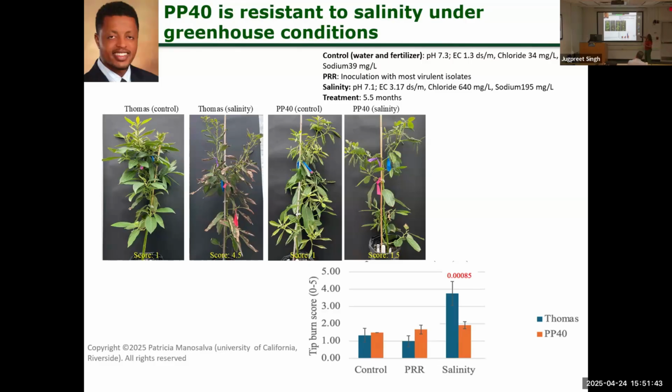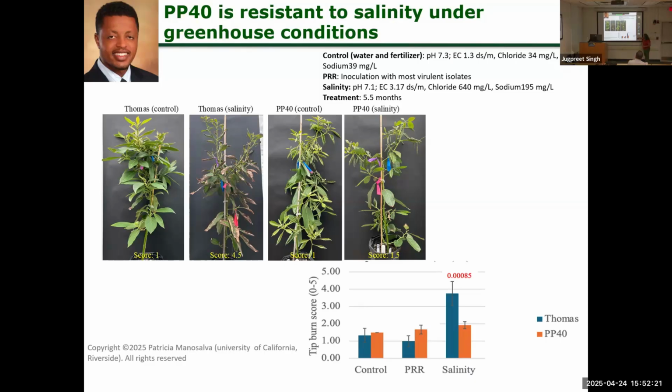And you can see here in the greenhouse, Thomas is very susceptible to salinity, compared with PP40 after 5 months. This is the salinity treatment, 3 EC and 600 ppm of chloride. To give you an idea, avocado starts losing production at 100 ppm of sodium and chloride. And we keep our material at 600 ppm of chloride for 6 months, or 195 of sodium for almost 6 months. And this is only one score.